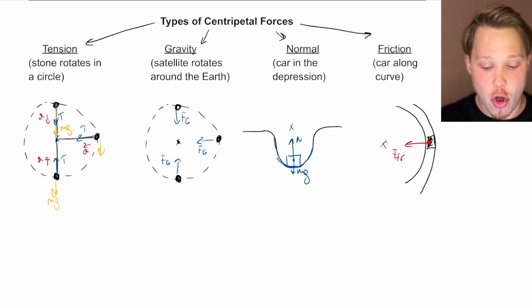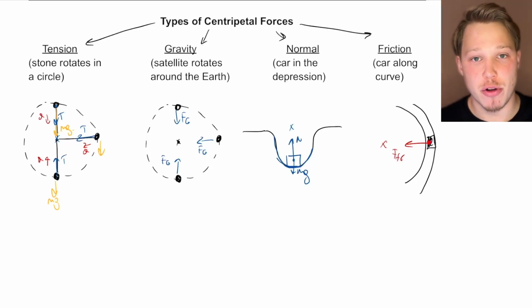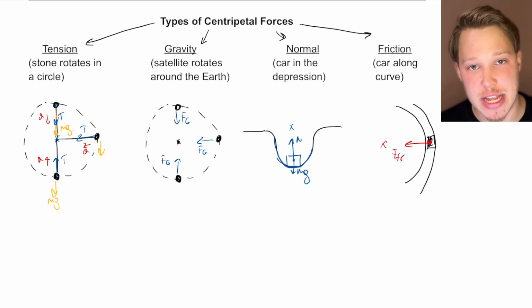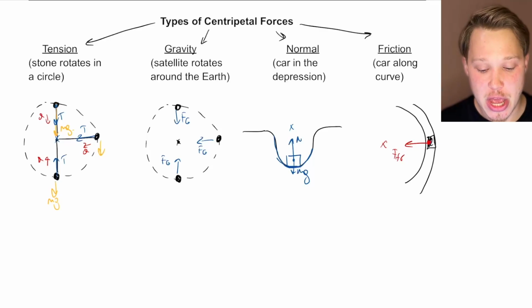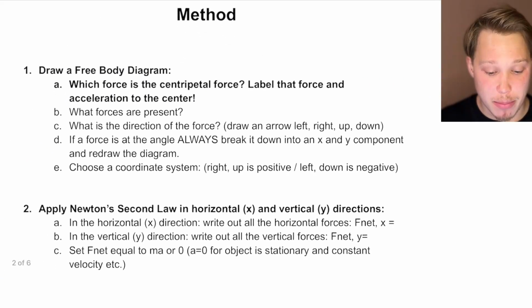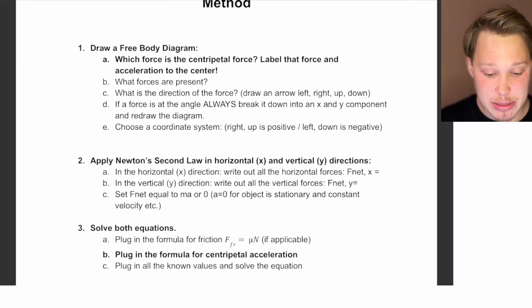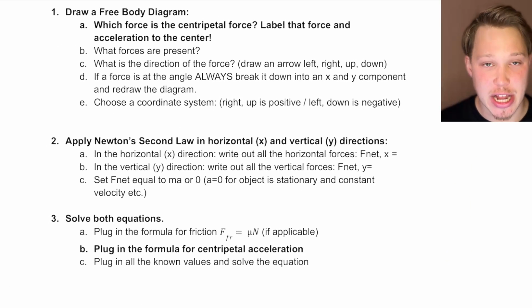Now that we know what the centripetal force is, we know what situation it applies in, and we know the direction of centripetal force and acceleration is to the center, let's see how that would change our method for solving the problems. Still, we have the same exact method for solving the problems as we had before. This method for solving that we applied for Newton's second law problems basically almost exactly remains the same.